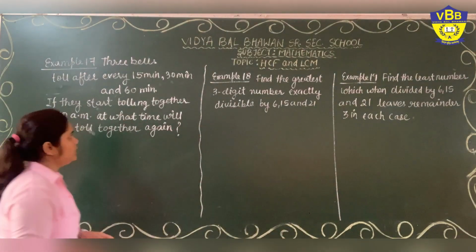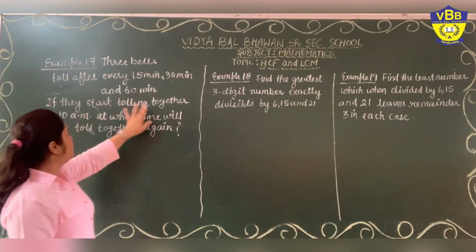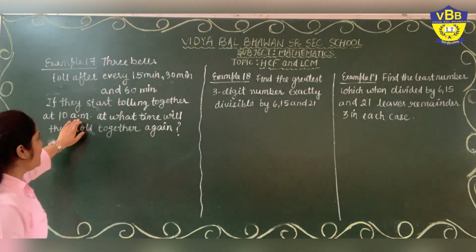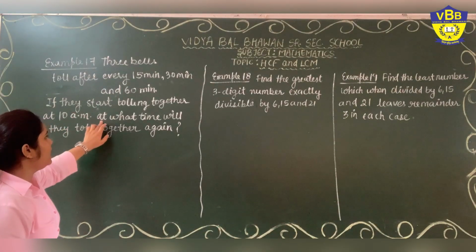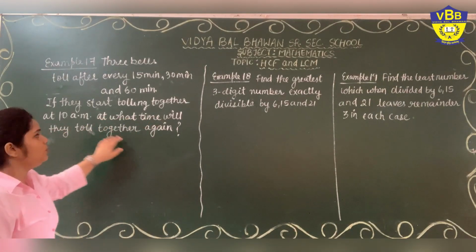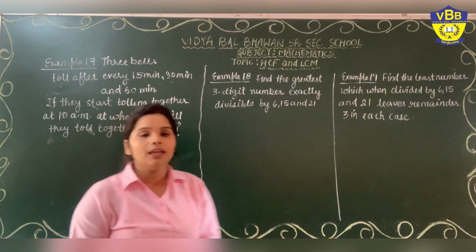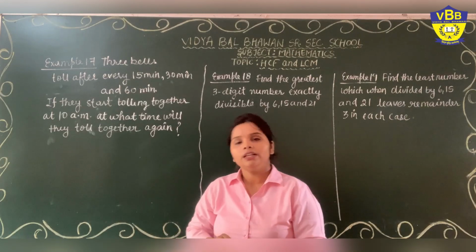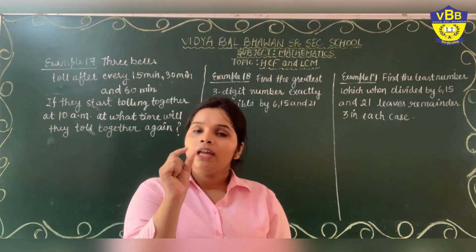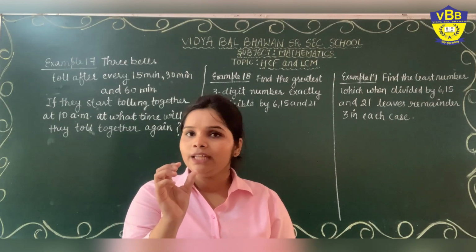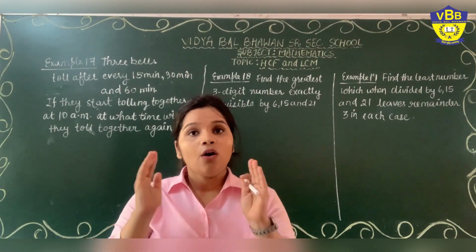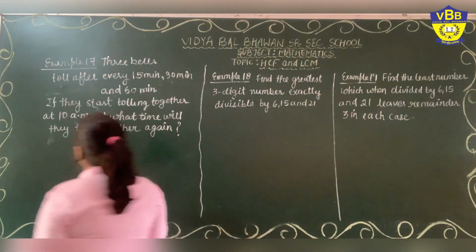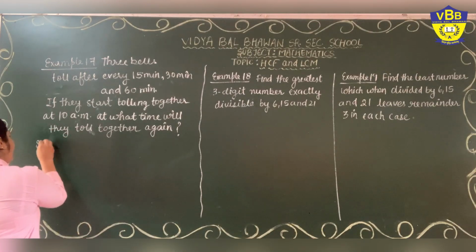Okay, we will read the further question. If they start to ring together at 10 a.m., suppose the 3 bells ring together at 10 a.m. Now after that, at what time will they toll together again? After 10 a.m., what will be the time at which all 3 bells will ring together? It can be found out with the help of LCM. So we will start writing it.